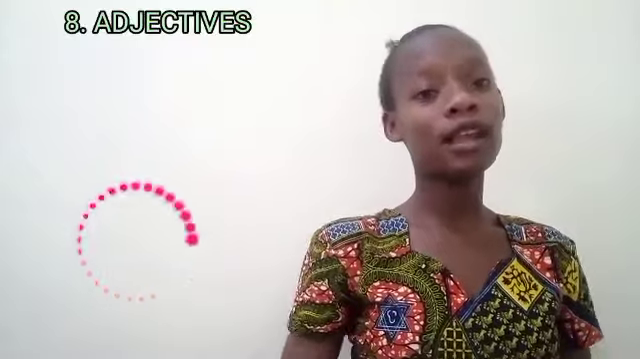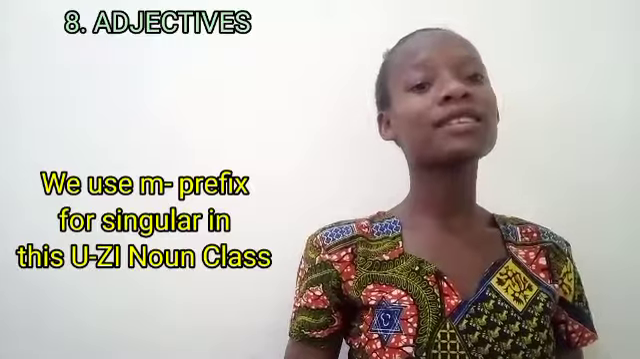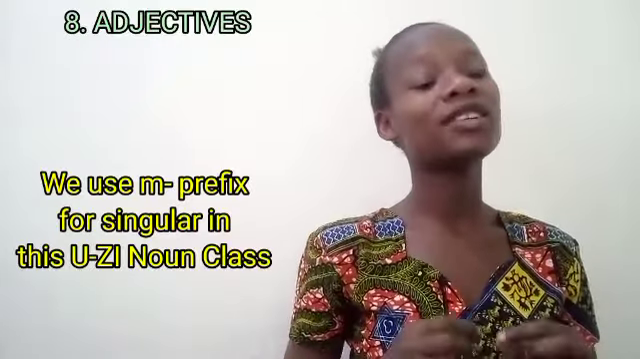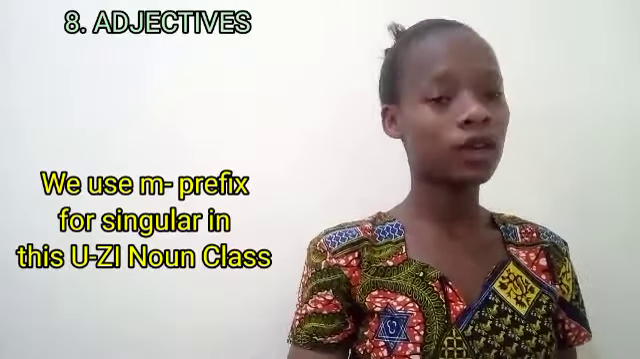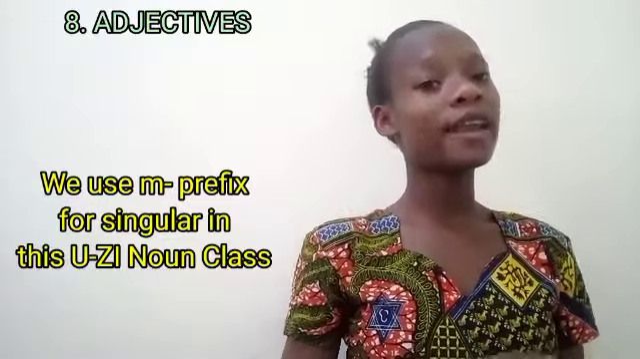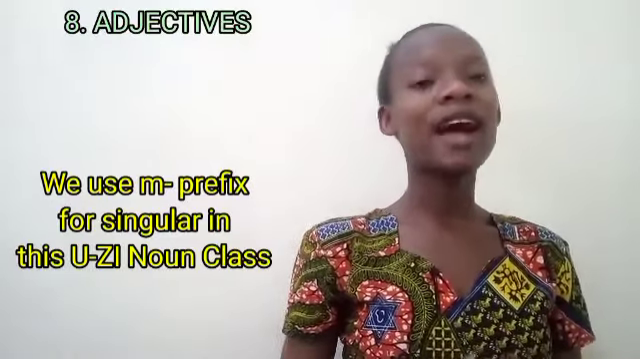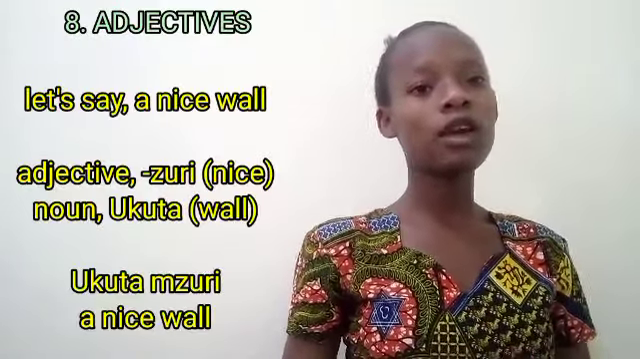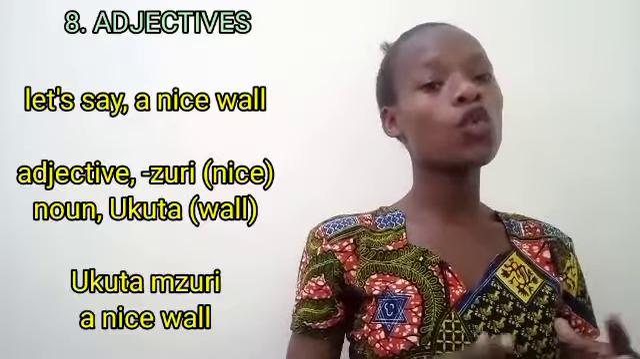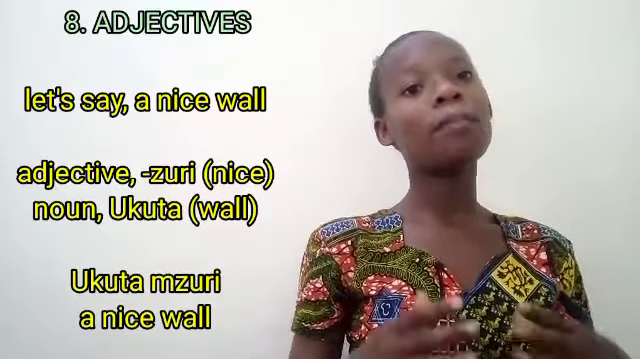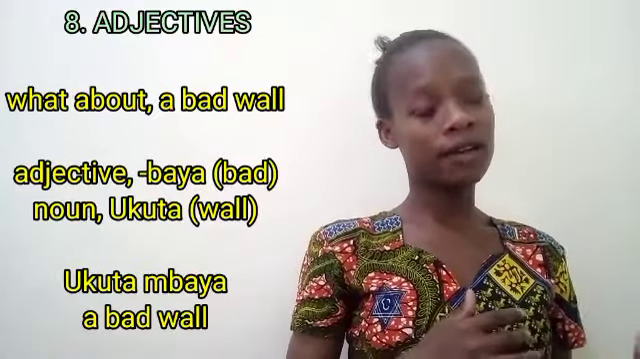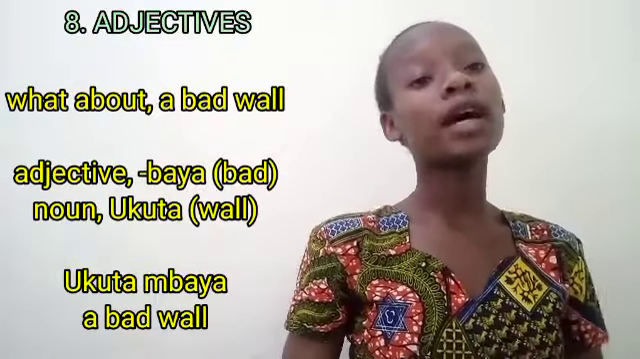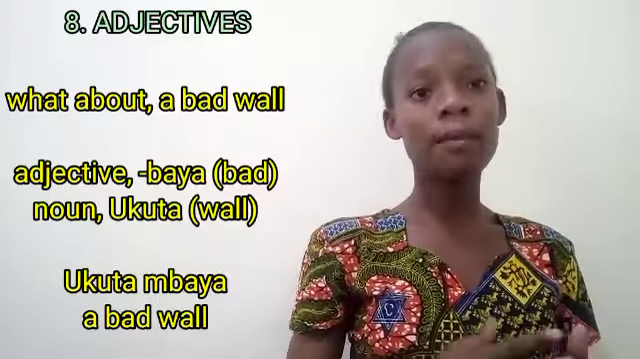For adjectives in this class, for singular we use the U noun class, so we'll prefix an M to every adjective. For example, let's say a nice wall. Nice in Swahili is zuri. So we'll say ukuta mzuri. What about a bad wall? We use baya for bad. It will be ukuta mbaya. For singular, we prefix an M.